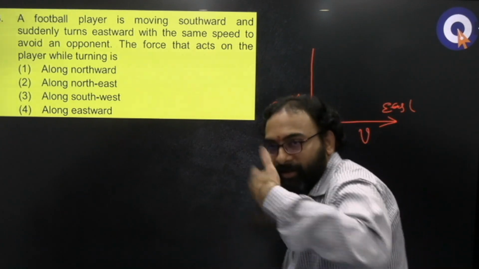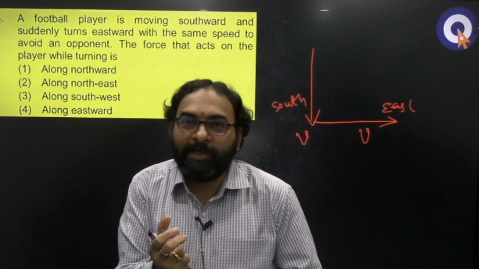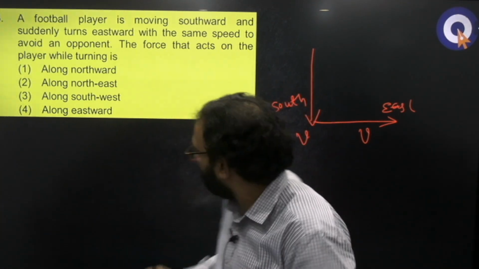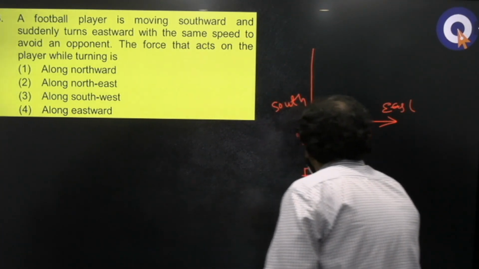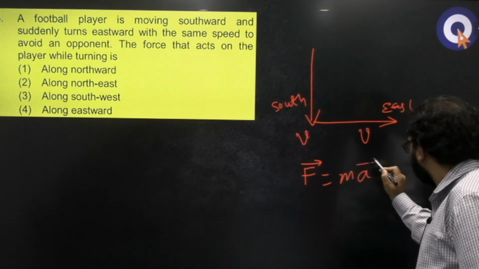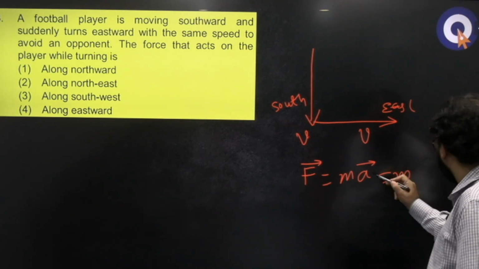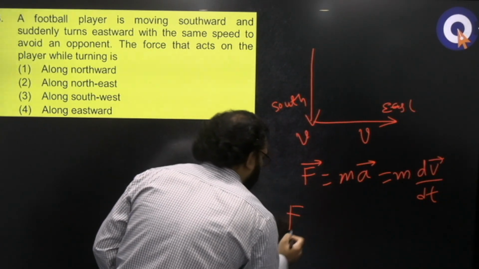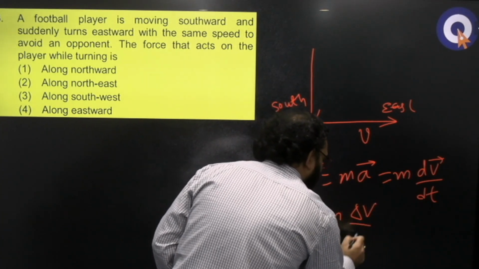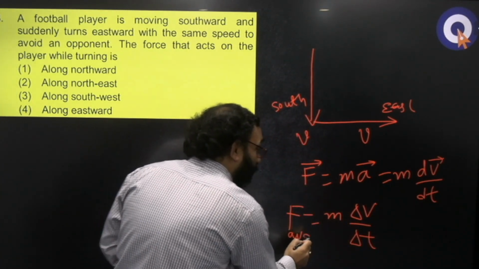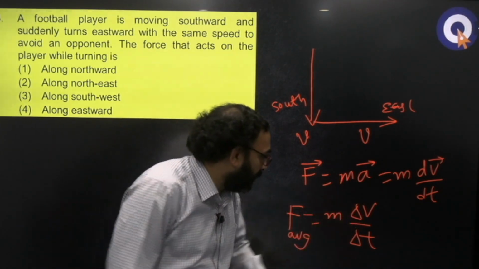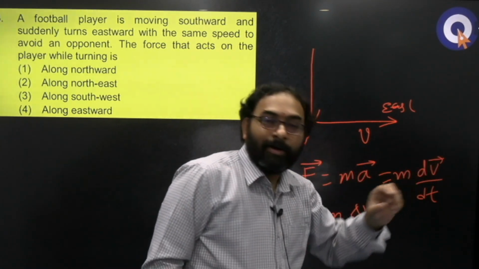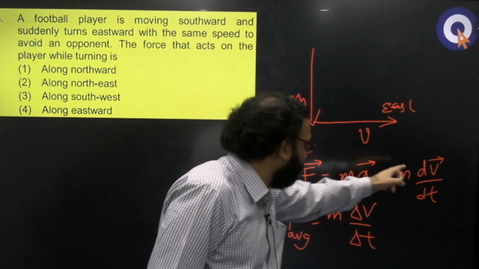So he is turning suddenly. Because of the turn, we need to predict the force he experiences, the force direction. So let us calculate the force direction. Force, a vector, is mass into acceleration, a vector again. The acceleration is dv bar by dt, and the average force is m delta v by delta t. The magnitude of average force can be written as m delta v by delta t. From this it's very clear that the direction of force depends on the direction of delta v bar.